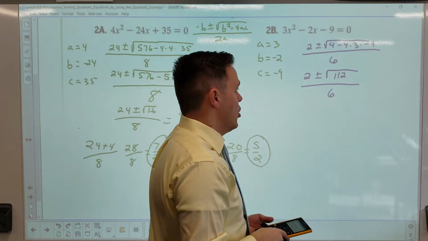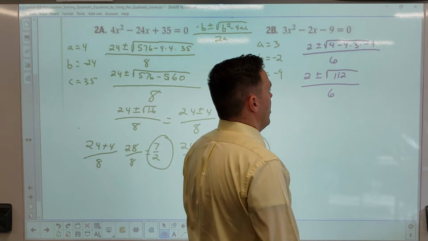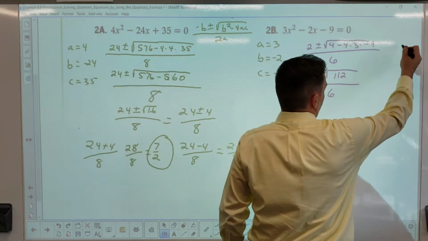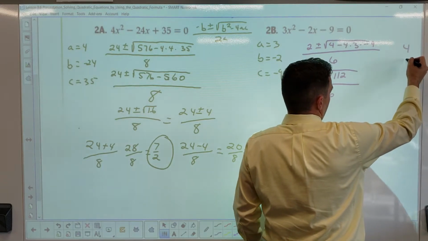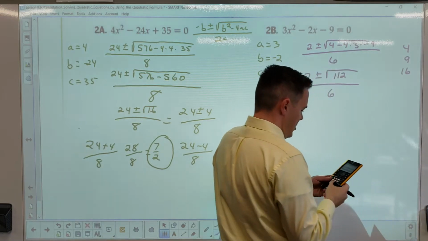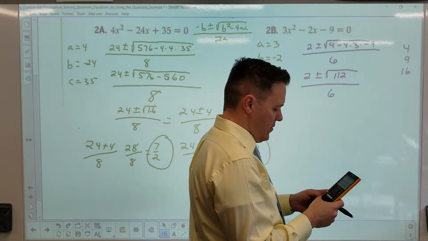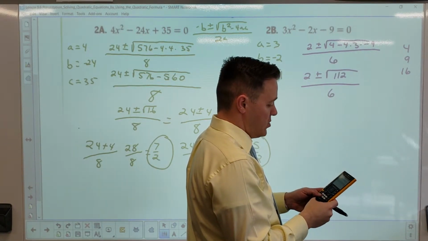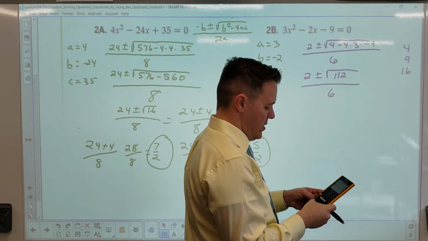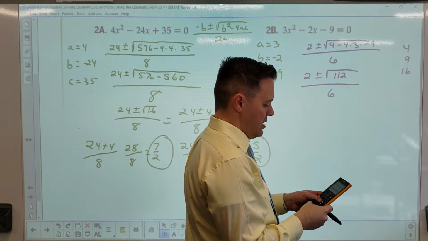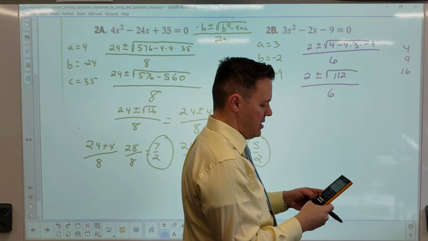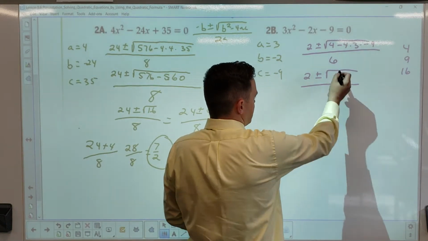Now, question is what can you take out of 112? Remember we talked about looking for 4, 9, 16. Let me see if I can do any of those. So 112 divided by 4, I get 28, not bad. 112 divided by 9 is a nope. 112 divided by 16 is 7. Ooh, so I can split this.